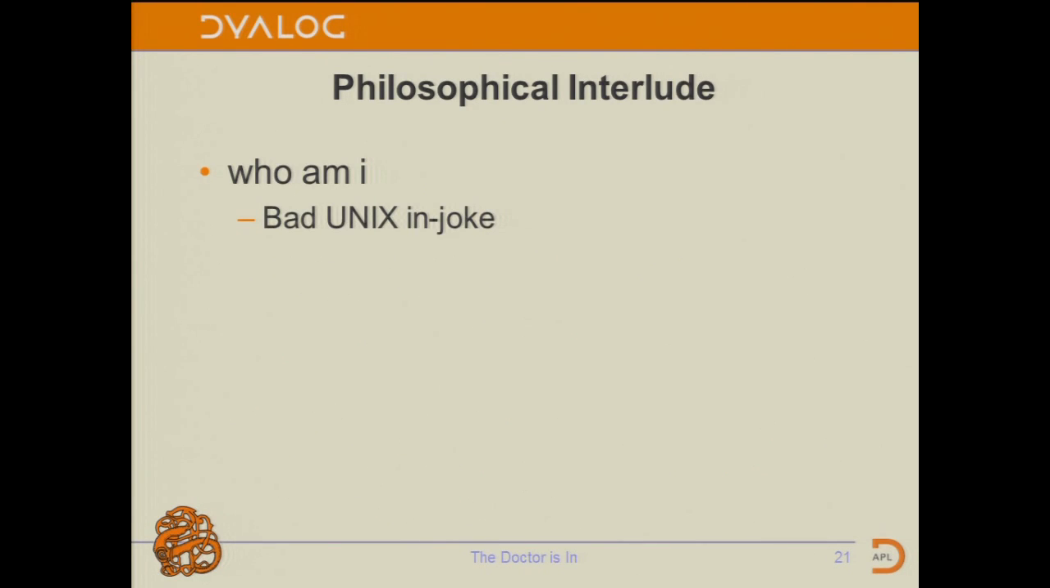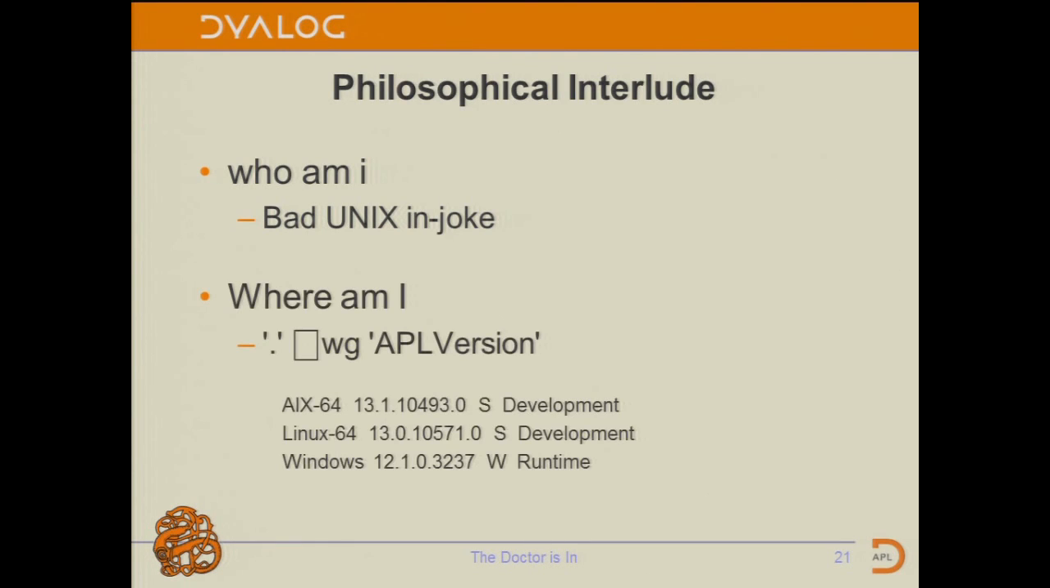Well, there's a very bad Unix joke for those who are Unix people. Who am I tells you who you are. Where am I? This will tell you which version of Dyalog APL it is you're running. What platform, and whether it's 32 or classic, 32 or 64, which version of Dyalog APL, including the SVN number. Is it a development version or is it runtime? Running on Windows, and that, I think the S stands for server, but no one's ever quite told me what it stands for.